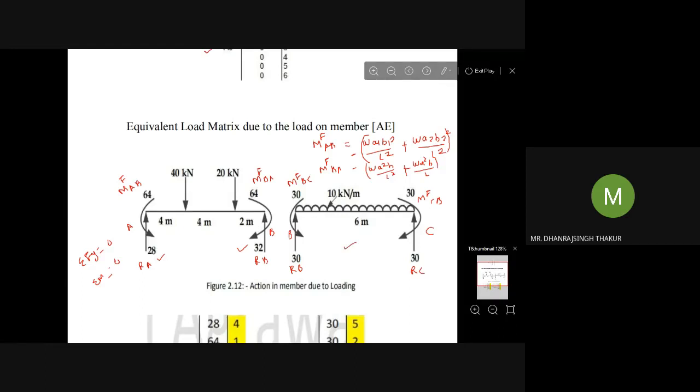Then the second member, there is a UDL. This is very easy. Tell me the fixed end moment BC. Which formula are you using? WL squared by 12. Okay, WL squared by 12, minus this one also WL squared by 12. Then find out RB and RC. How will you write RB? WL by 2. That gives 30. Okay, so whatever member load there is, we have converted it into joint load by finding out its 4 values of fixed end moments and reactions.